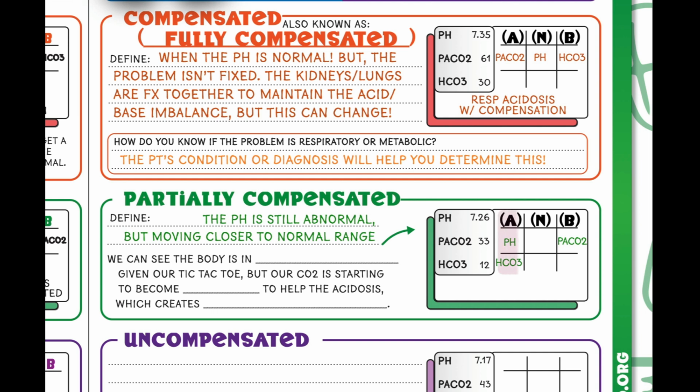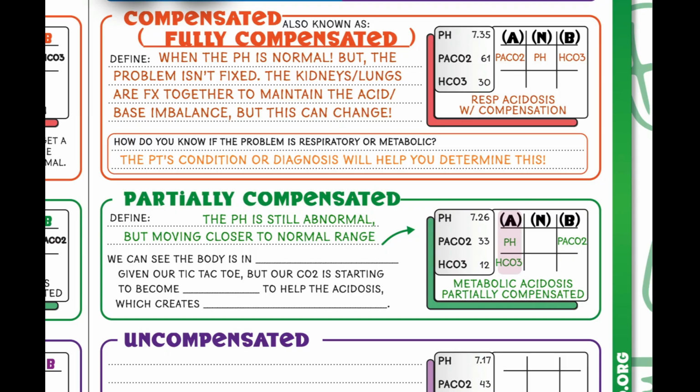So if we look here, we have our tic-tac-toe. So we know that this is metabolic acidosis, but it is partially compensated. So why do we get this conclusion? So yeah, our pH is a 7.26, and how do we really know if this is moving towards that normal range? Well, we can see that that CO2 is actually not a lot. We're low on our CO2. So what is that telling us?